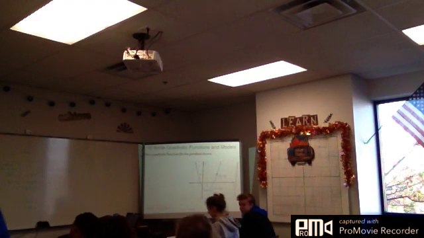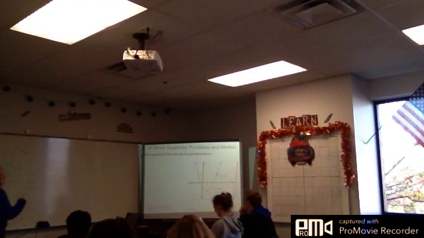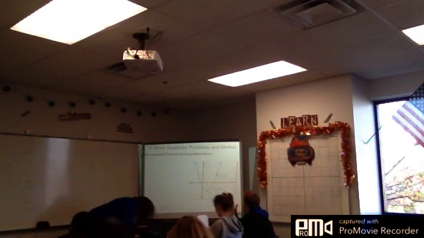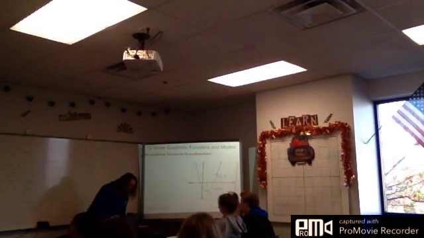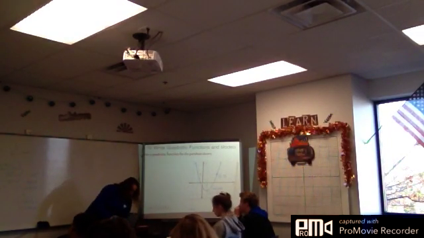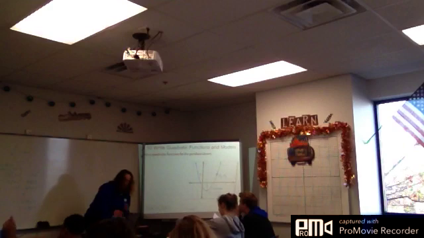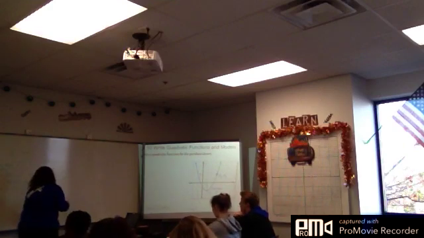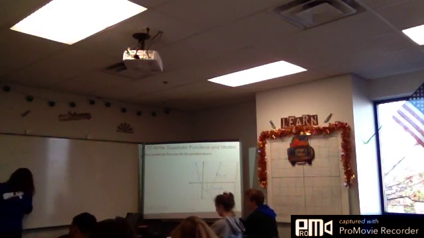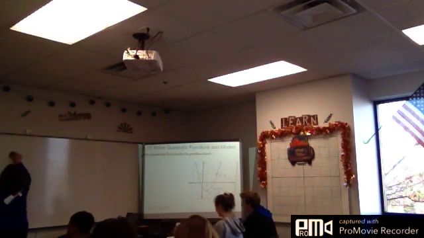Okay, it's example 4.10, writing quadratic functions and models. So this time they're going to give us graphs, and we're going to come up with an equation from the graph they give us. Now, what are the three forms of equations we can have with quadratics? Intercept, vertex, and standard. Okay, what does intercept form look like?